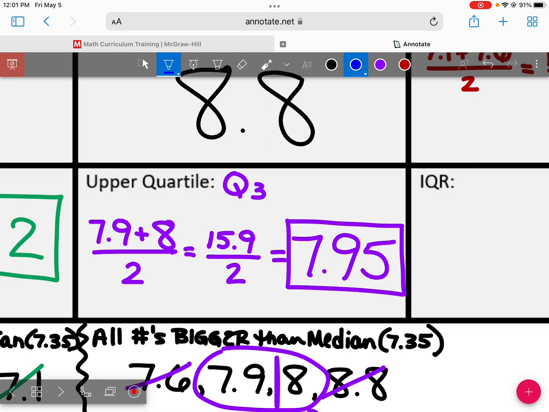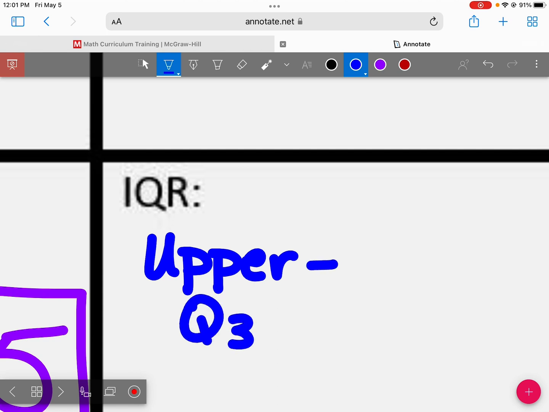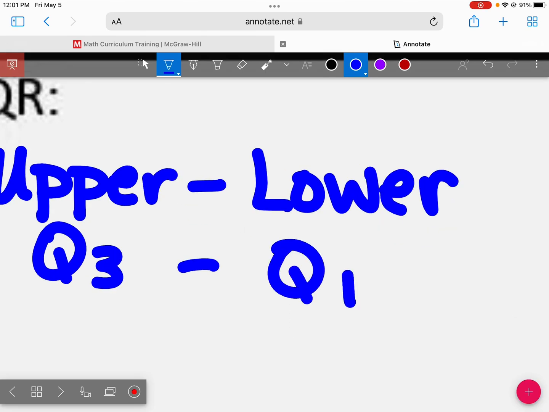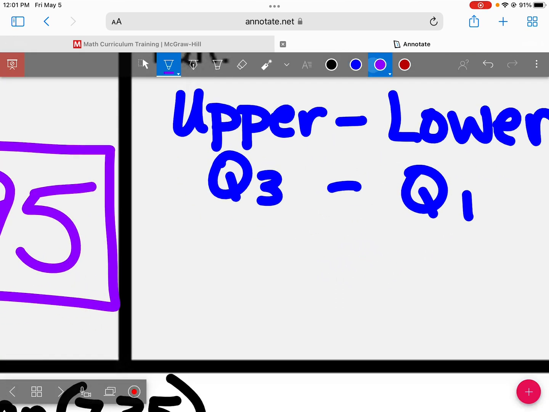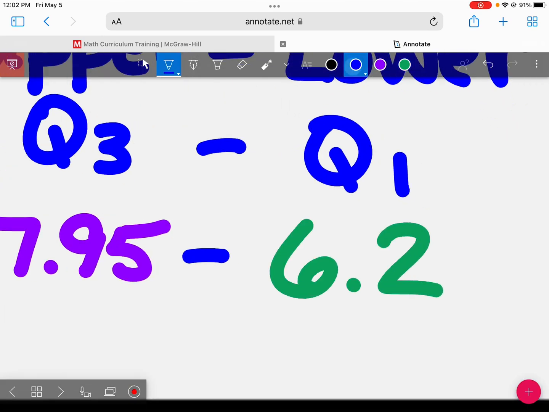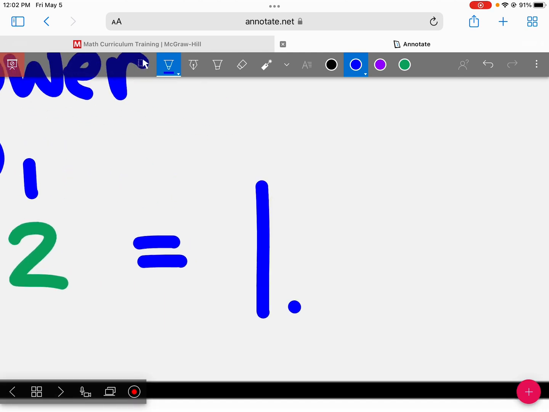How do I find the IQR again? Yes, subtract the upper, Q3, and the lower, Q1. Q3 will always be the bigger number. So 7.95 minus 6.2. What is 7.95 minus 6.2? 1.75.